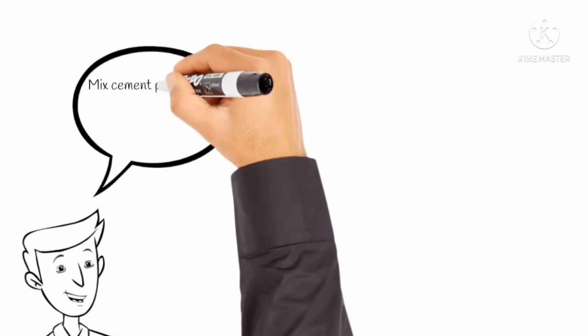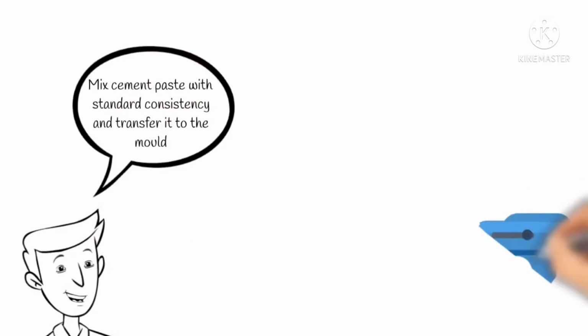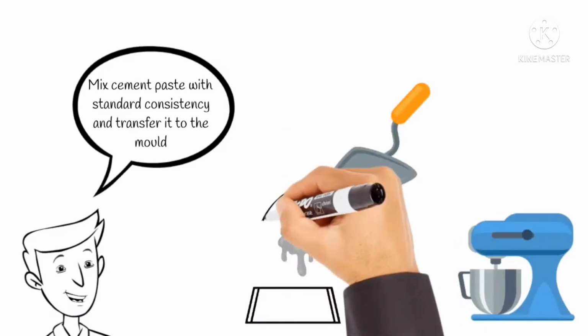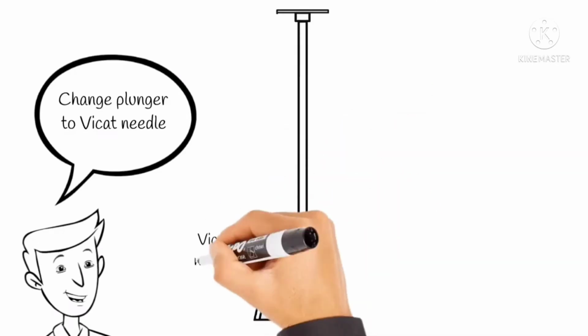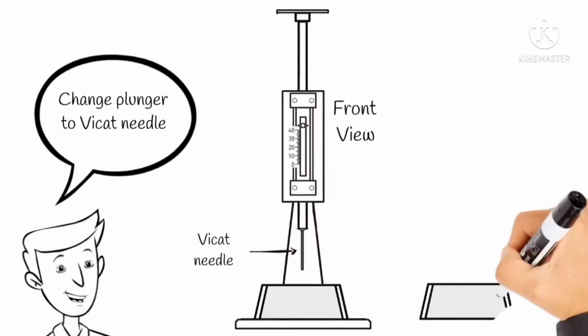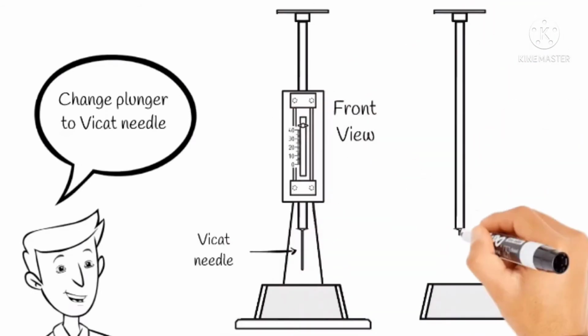When cement paste is in standard consistency, place the cement paste into the mold within 3 to 5 minutes. Remember, we have to clean the needle for initial setting time and attach it carefully to the VCAT apparatus. Now, put the VCAT mold on the surface of the glass plate and align it to the center axis of the VCAT apparatus. Make sure that the indicator is set to 0.